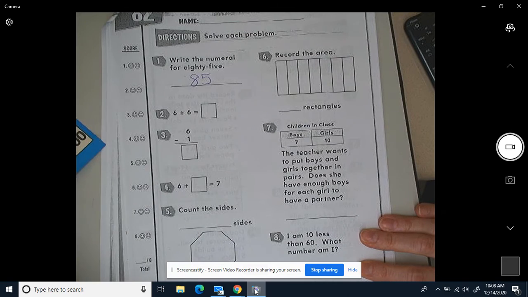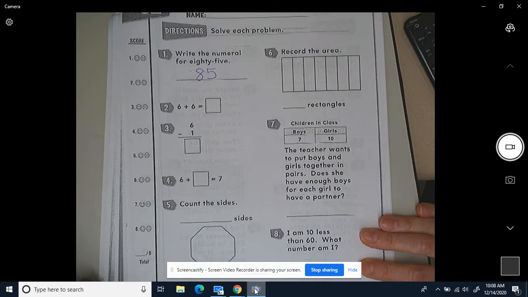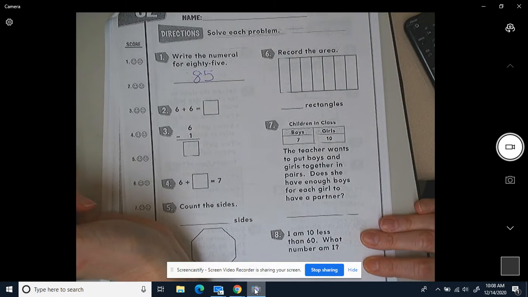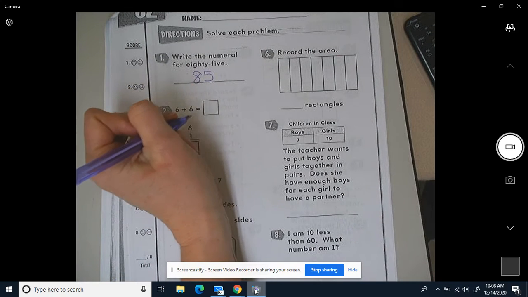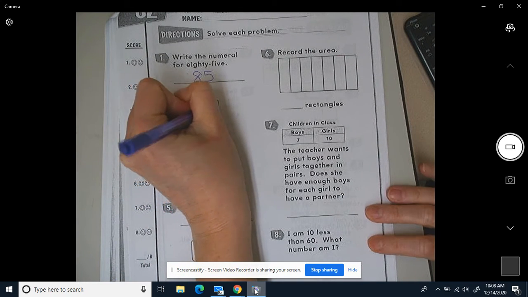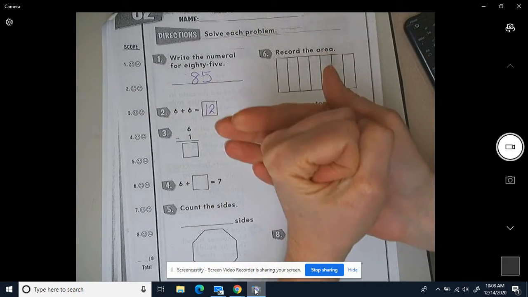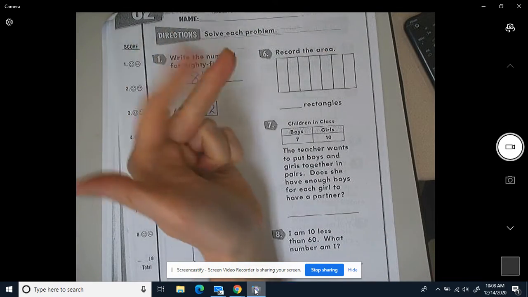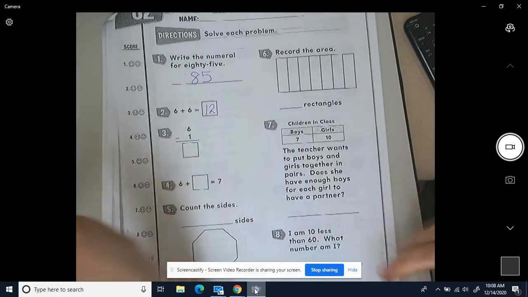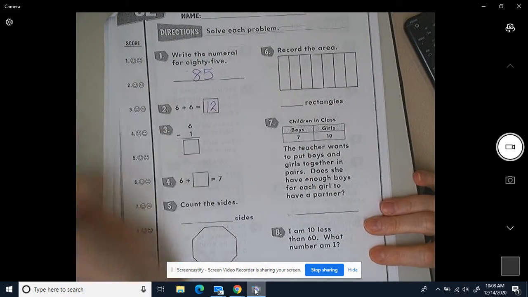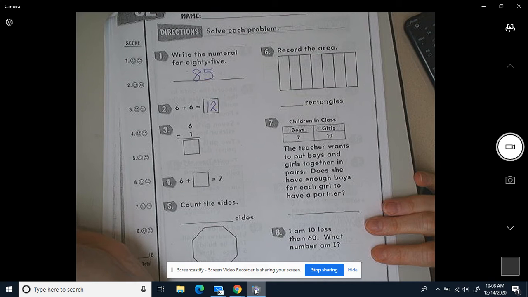Number two, 6 plus 6 equals, do you remember? It's a doubles fact, isn't it? 6 plus 6 equals 12. I also could count on 6, 7, 8, 9, 10, 11, 12. 12 is my sum.